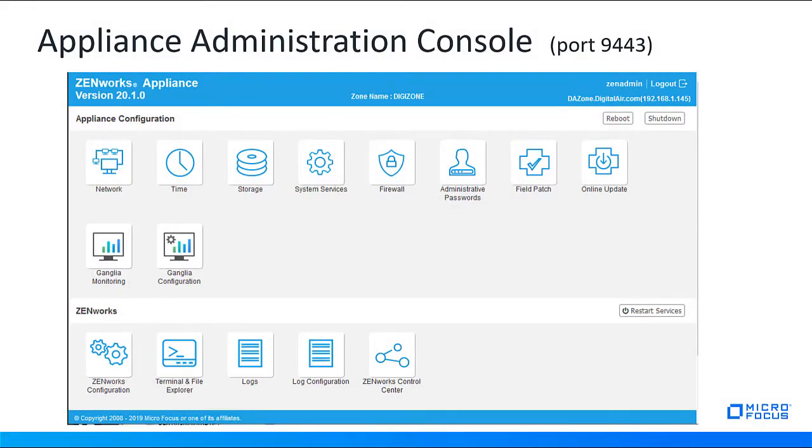The appliance has its own console, and this is on port 9443. It's referred to as the Appliance Administration Console. As you can see here, the top portion is the appliance configuration, and the bottom portion is ZENworks. You can see who you're logged in as. On the upper right, we're in as ZenAdmin, and the zone name is there and the version. As well, you can reboot, shut down, or restart services right here from this console.